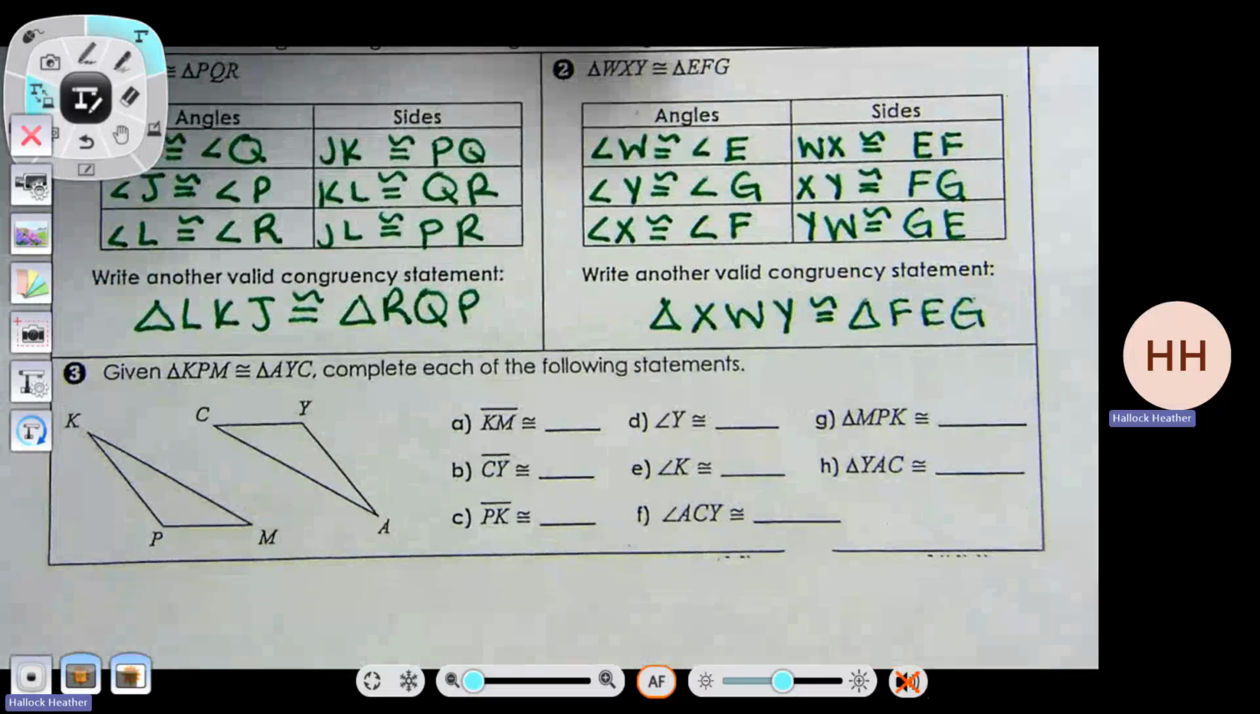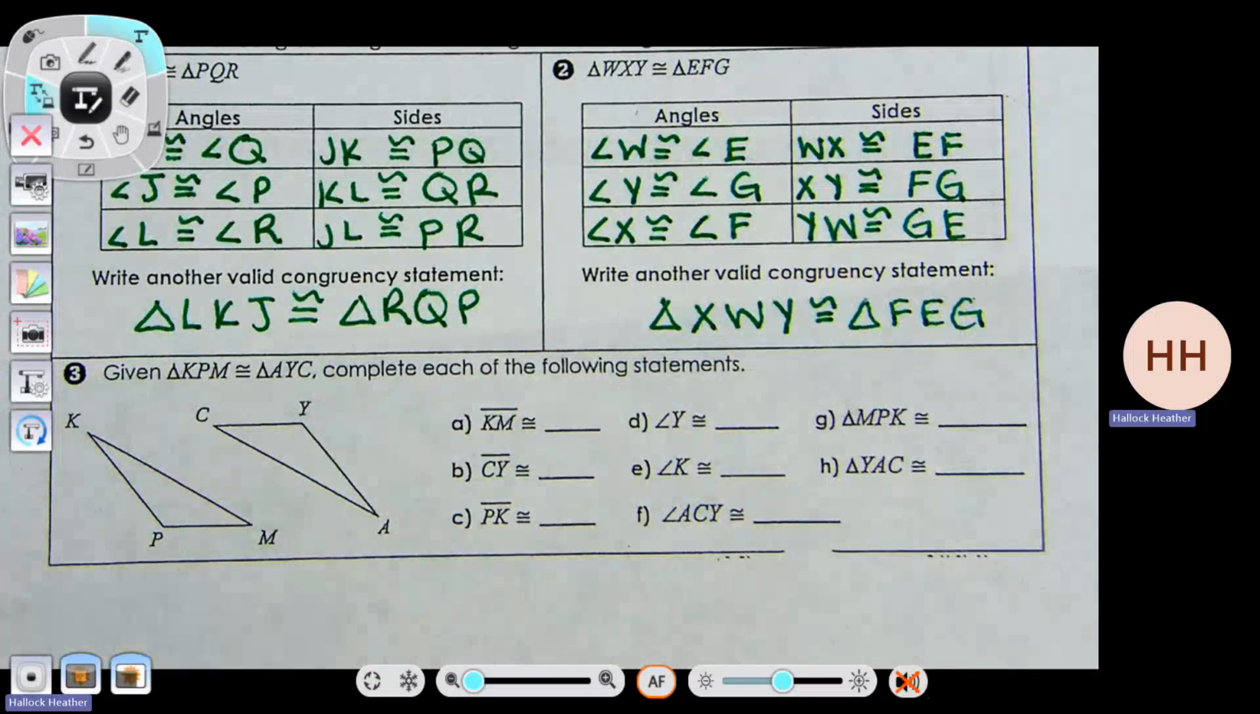Okay. Try number 3. Like I said, we're only doing half of this page today because we're not going to do any of the mathy stuff. We're just rearranging letters. It's very important. It's annoying, but it's not too many letters.